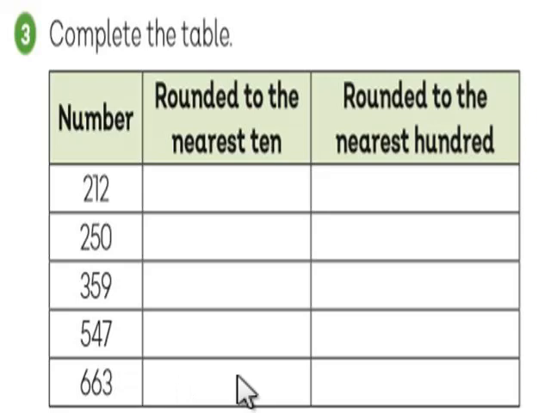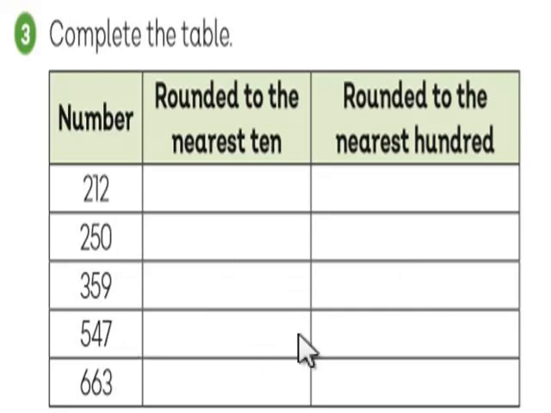660. Okay, how about round to the nearest 100? 212, round to the nearest 100. Answer is 200. 250, round to the nearest 100 is 300. 359, round to the nearest 100 is 400.